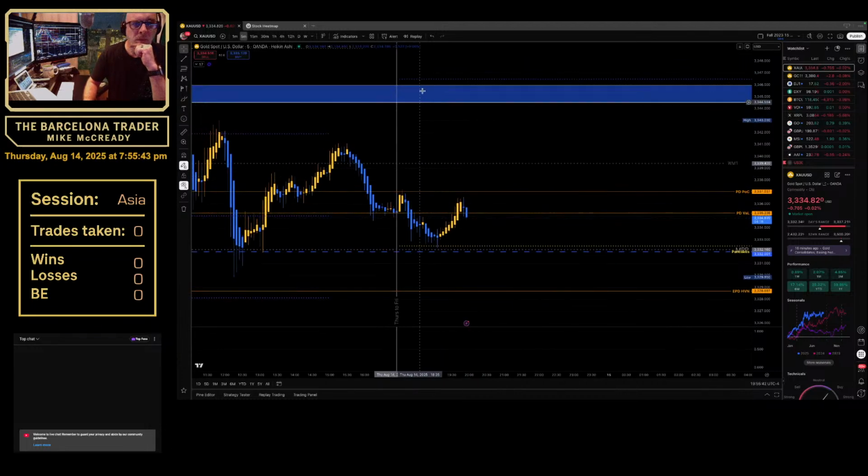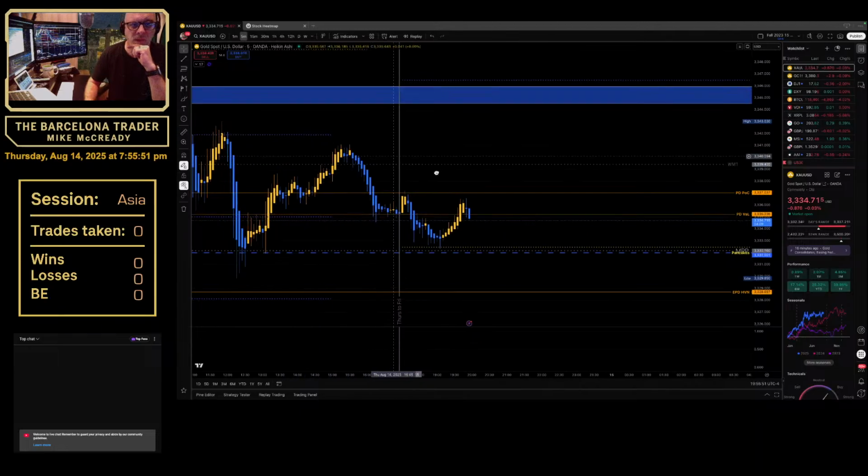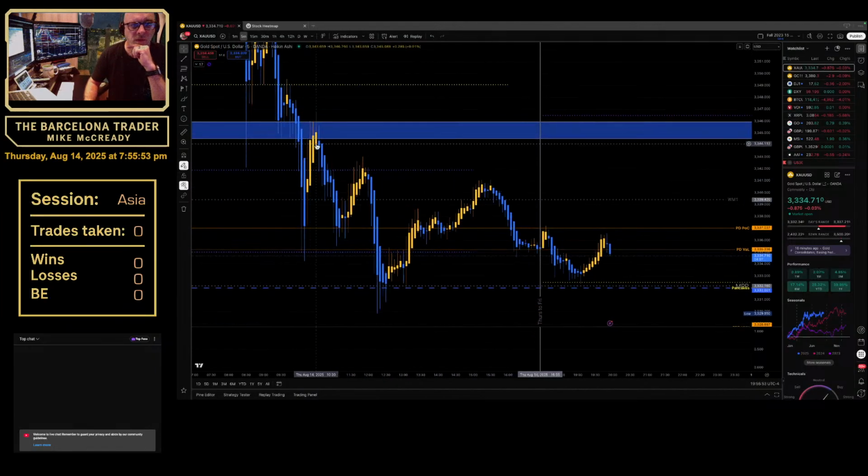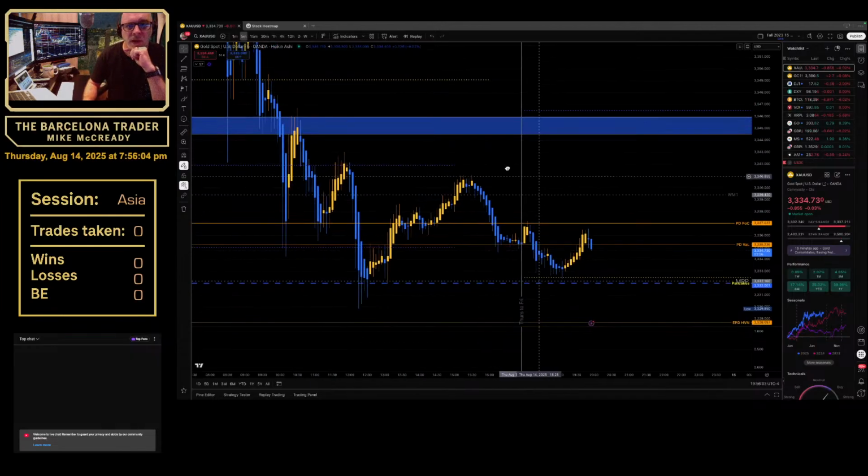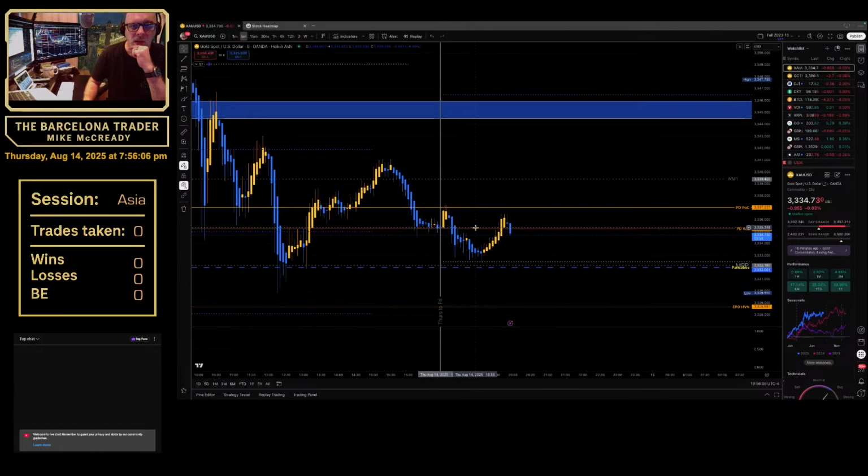This big blue band right here is last week's low of the week. So we are below last week's low of the week, and we've been below it since, well, I guess since about 10:30 a.m. on Thursday, New York time, and we remain there.